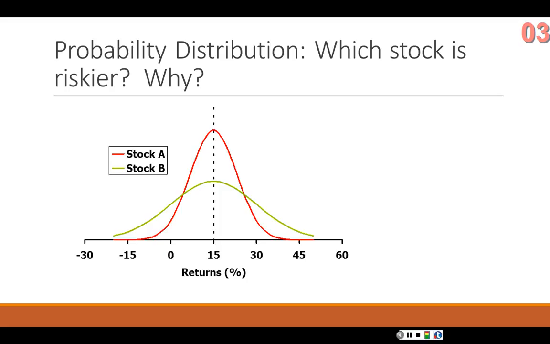So in this picture, it's much more likely that stock A will generate its expected returns. There is a smaller chance that the actual return will end up below the expected return, or will end up different than the expected return for stock A than stock B. We know this because it's more peaked, so there's less of a chance to earn something in the tails, in the extremes.